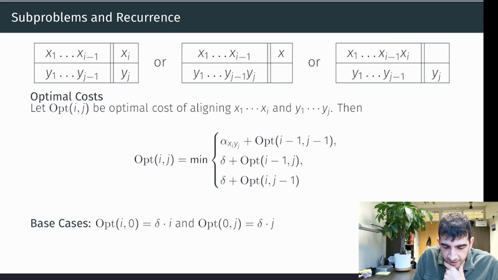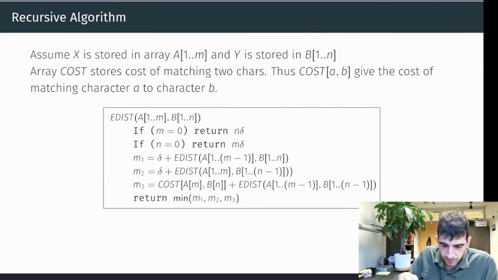Well, if y is empty, if there is no y, then the optimal alignment cost is a bunch of deletions. Similarly, if there is no x, then the optimal alignment cost is a bunch of letter insertions. But they both still have that same gap penalty. Make sense?